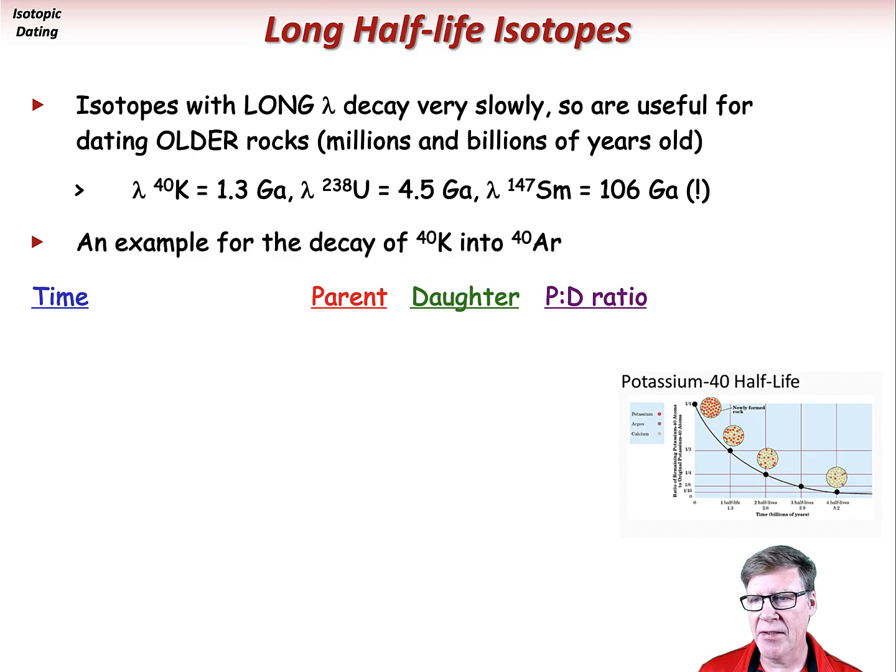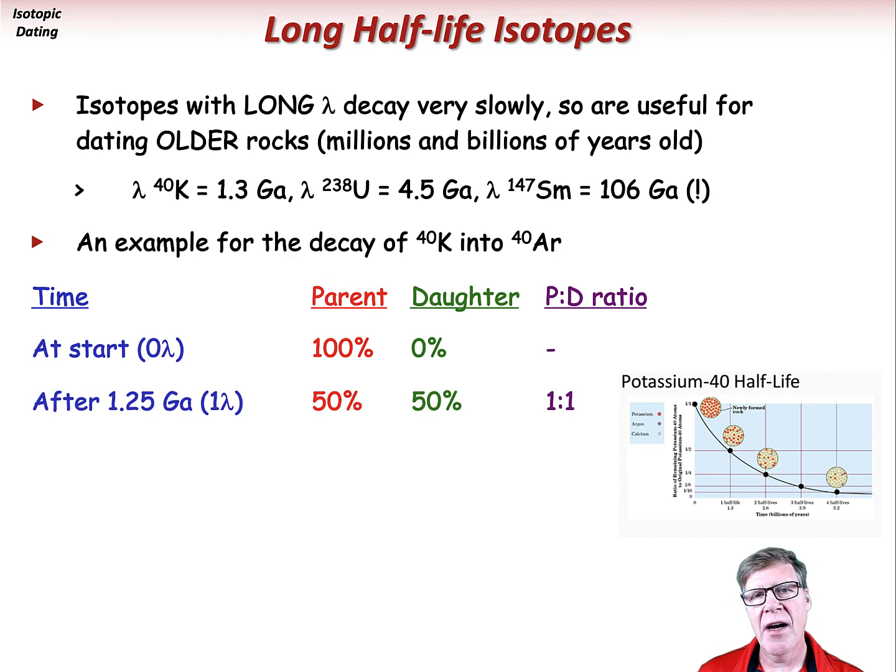At the beginning of the radioactive decay process, we have 100% parent material. So 100% of the isotopes are potassium-40, 0% are argon-40. So this is 0 half-lives. With time now, the amount of parent material will decrease and the amount of daughter material will increase. After 1.25 billion years, we are down to 50% parent material. So we've decreased from the original amount by half. This is the definition of a half-life. So 1.25 billion is the half-life for potassium-40. The amount of daughter material has increased to 50%, and so the parent-daughter ratio after one half-life is 1 to 1.